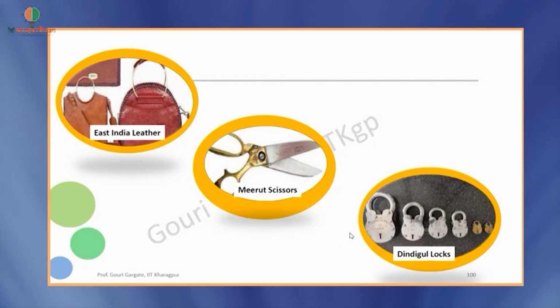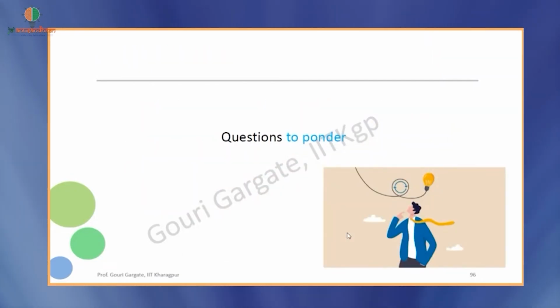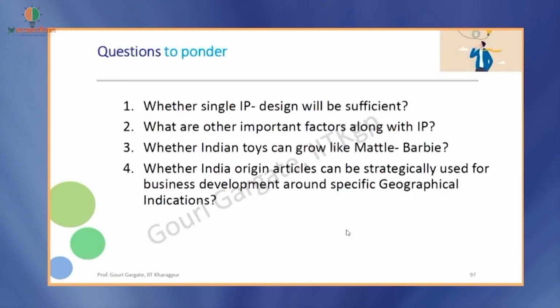So the point is that we have to think about these questions, so that along with the creation, we also take efforts for commercialization. And the Barbie case, I always feel, is a very good example of life sustainability. We can say that development is there, and they are leaders in that particular domain.